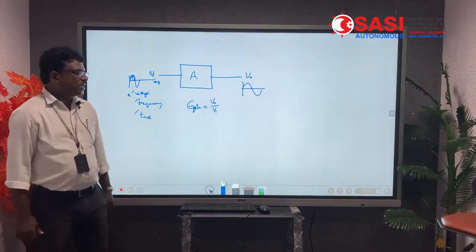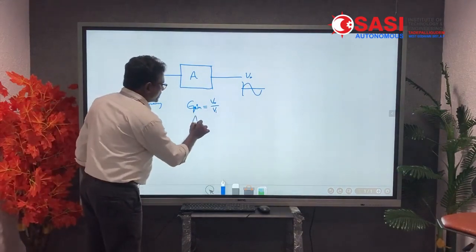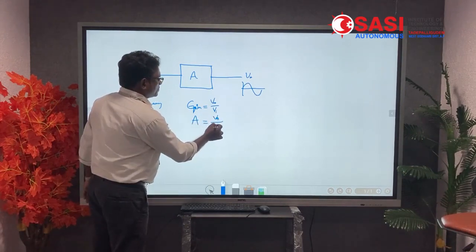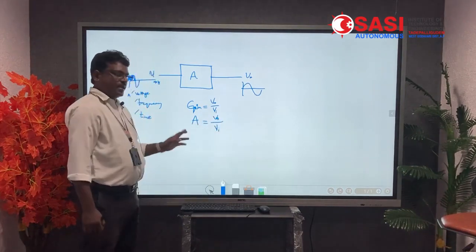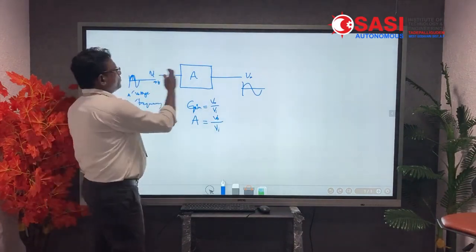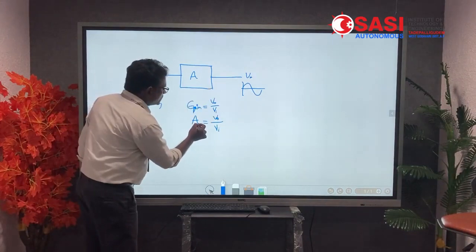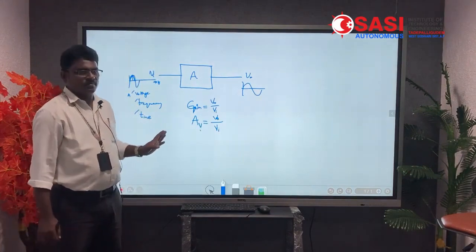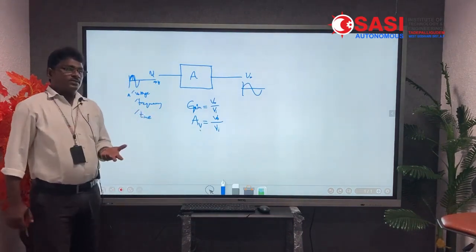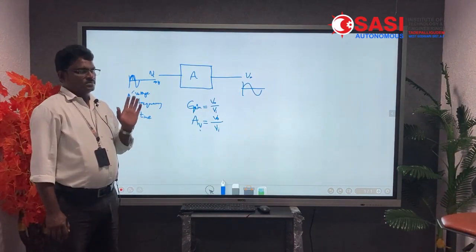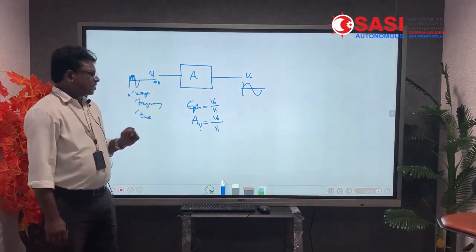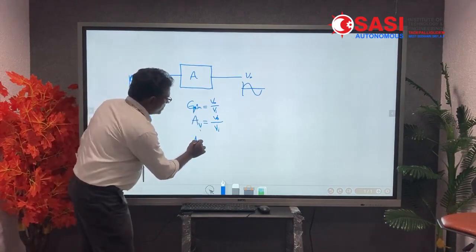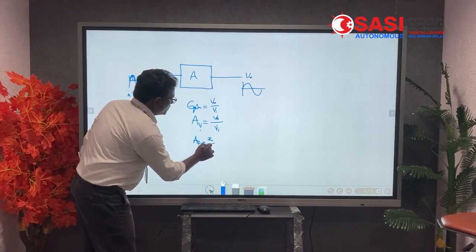Gain is also called the amplification factor A. For a voltage amplifier, the voltage gain is A equal to V0 by Vi, denoted as AV, with the suffix V meaning voltage amplifier. For a current amplifier, the current is denoted by I, so AI equal to I0 by Ii.